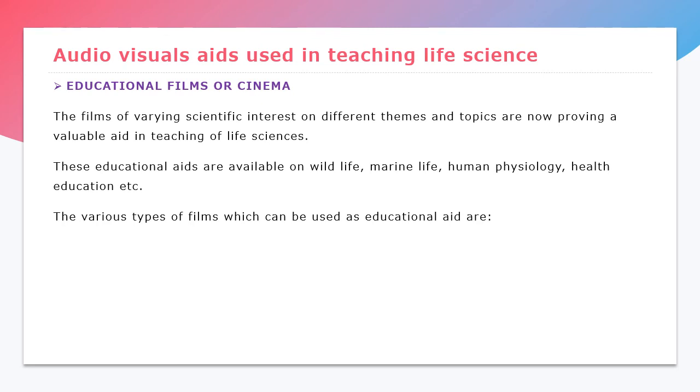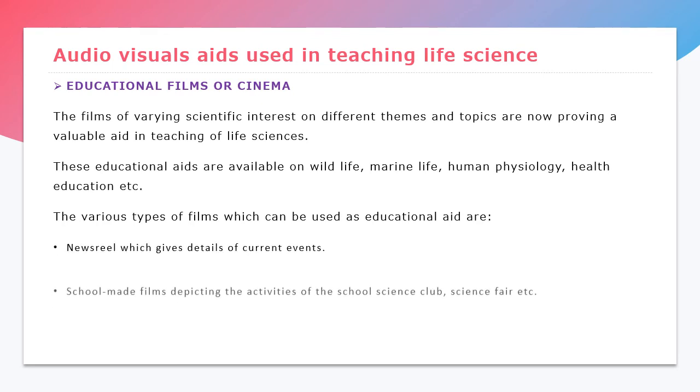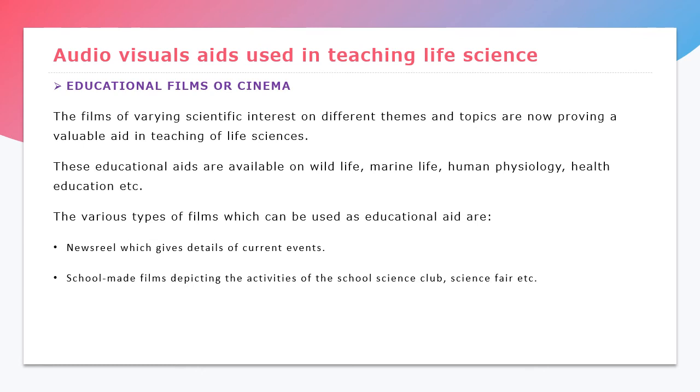So the various types of films which can be used as educational aids are newsreels, which give details of current events, school-made films depicting the activities of the school, science club, science fair, etc., process films, review films, or films on general information.